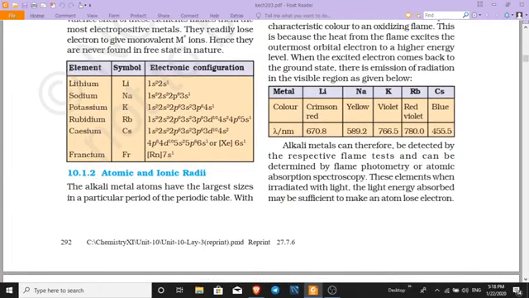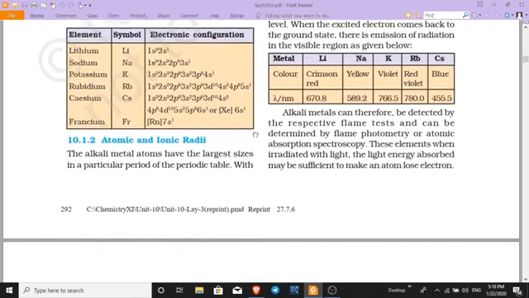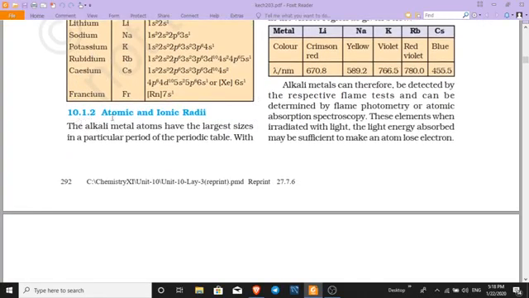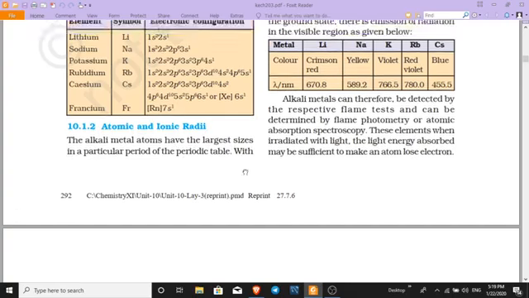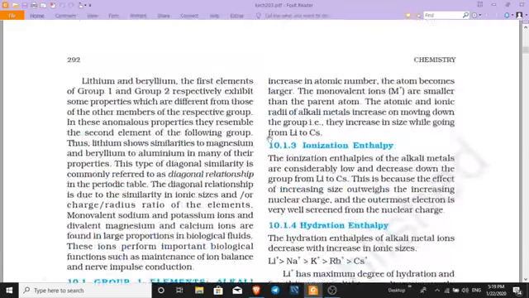Now, this is a table which you can see. The configurations of lithium, sodium, potassium, rubidium, cesium and francium are given. And now, coming to atomic and ionic radii, the alkali metal atoms have the largest sizes in a particular period of the periodic table. With increase in atomic number, the atoms become larger. So as we increase the atomic number, the size of alkali metals becomes larger.